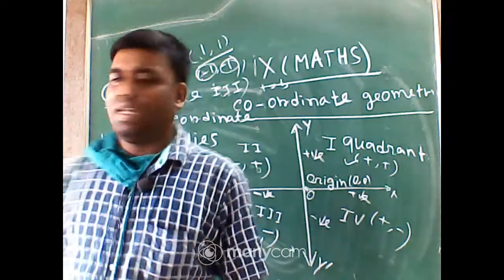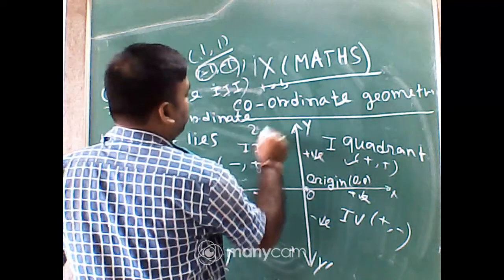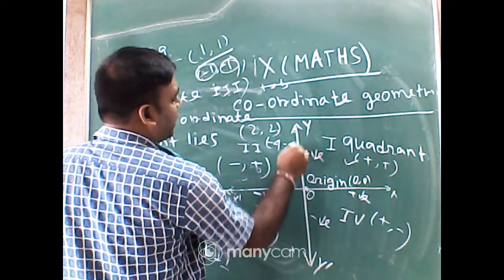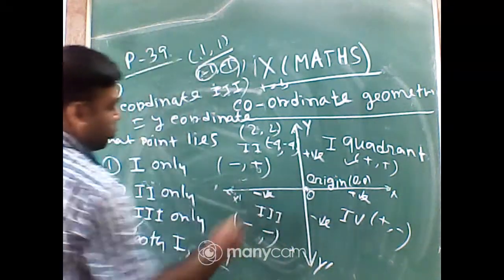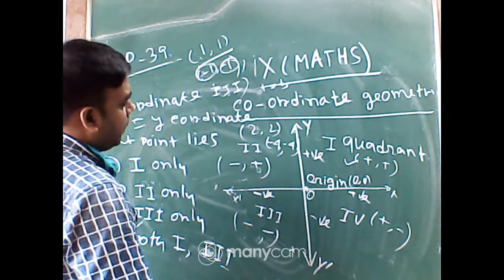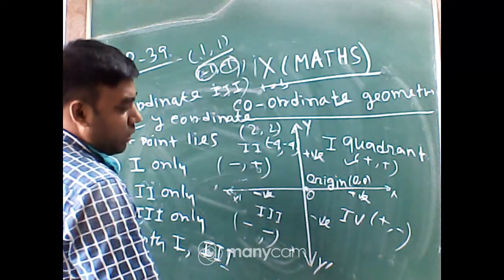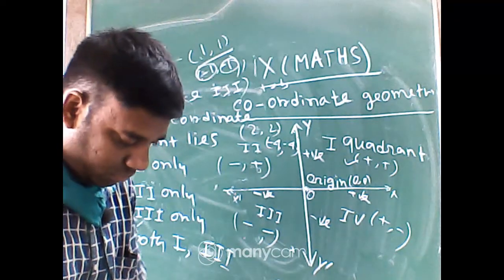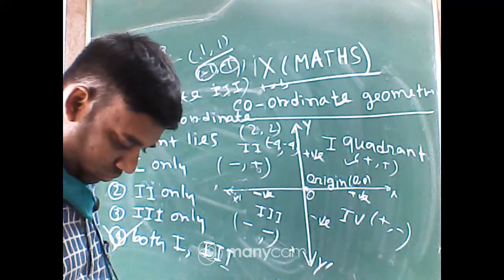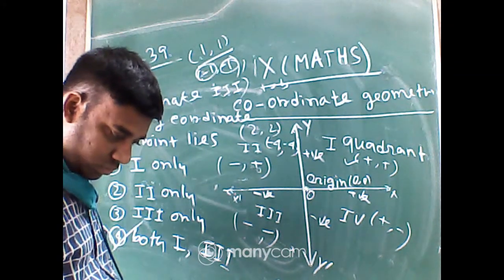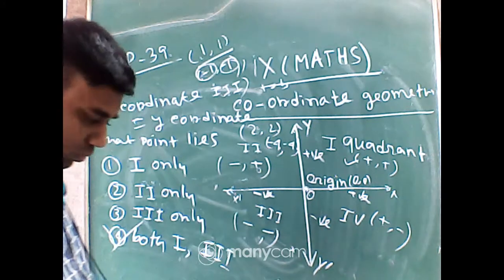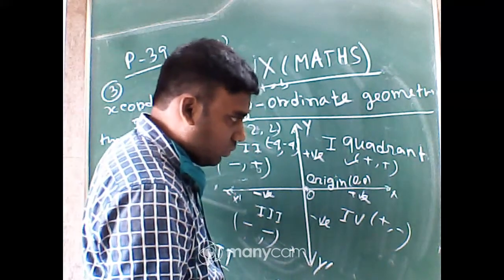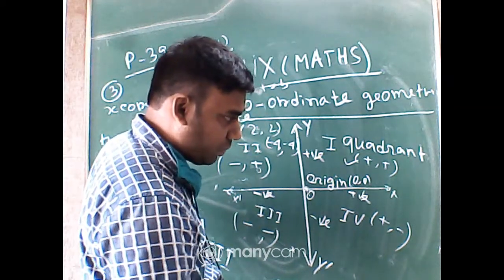Any problem? You can take another example: 2 comma 2, both positive, first quadrant. Minus 4 comma minus 4 lies in the third quadrant. That's why they are right. Got it, everyone? Any problem? No one is answering.